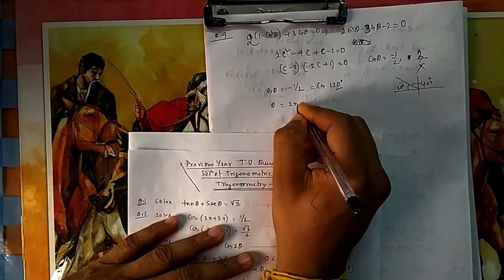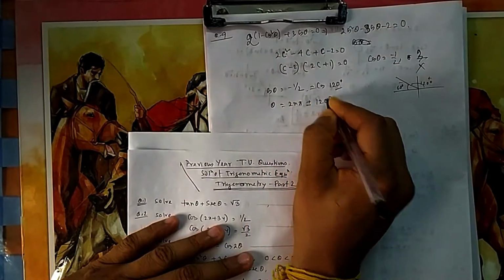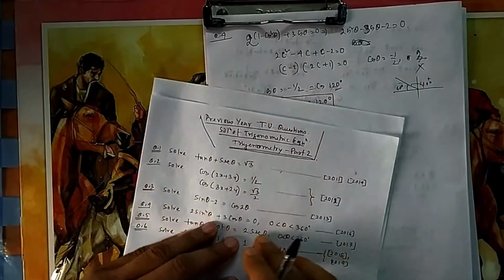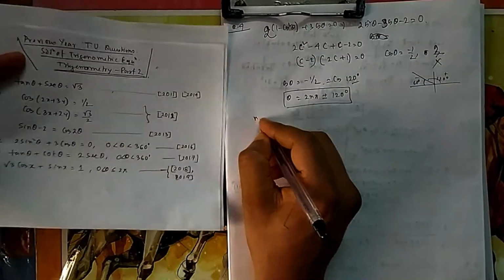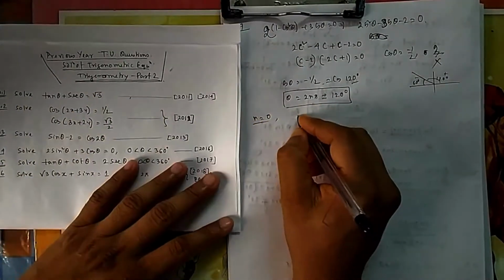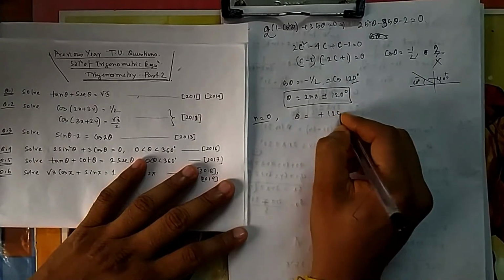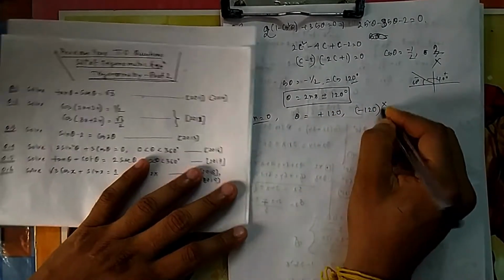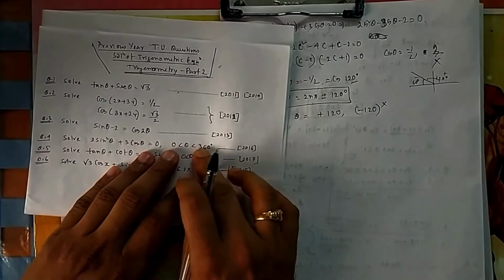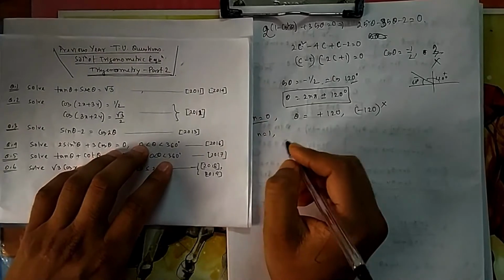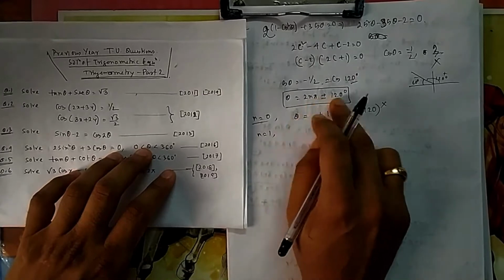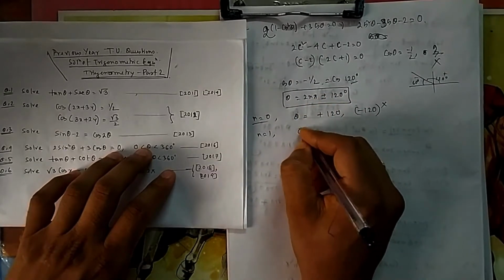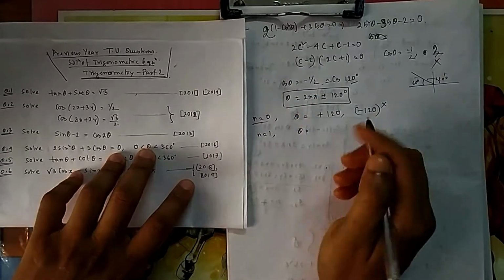What is theta? Theta is equal to 2n pi plus or minus 120 degree. This was my general solution, but they are asking theta between 0 and 360, so you have to give all the answers between 0 and 360. For that you put n equal to 0, 1 and check. If n equal to 0, what will be theta? Plus 120 or minus 120. Minus 120 we will not take, because it is not between 0 and 360. Whatever comes between 0 and 360, that we will take. You could put n equal to minus 1, but both would be negative, so no need to put it there. Otherwise, if required, you can put it also.